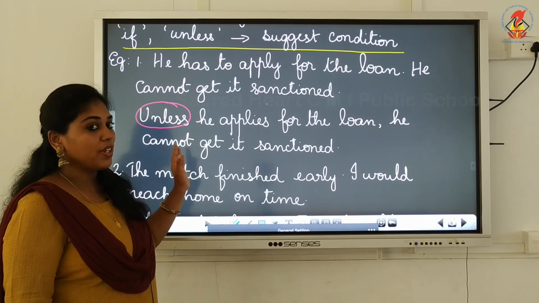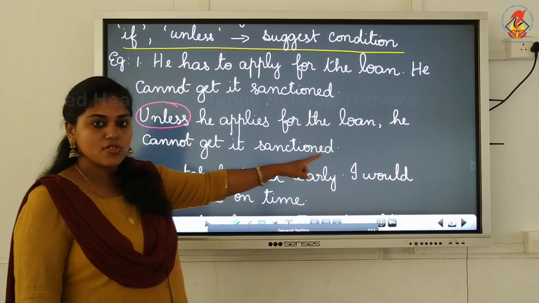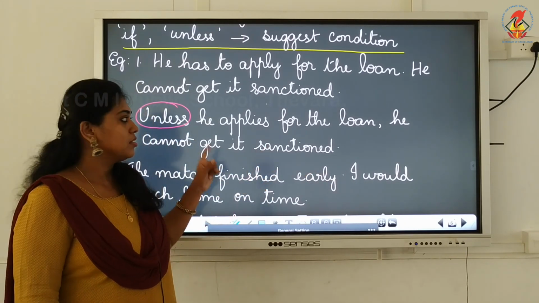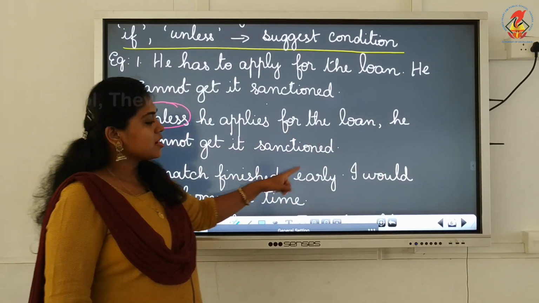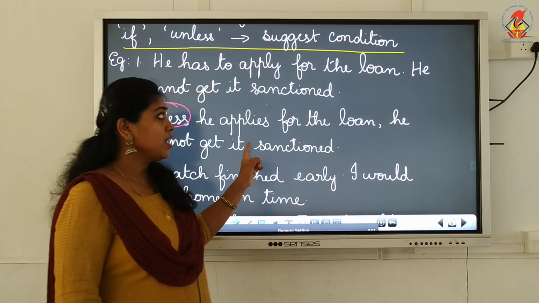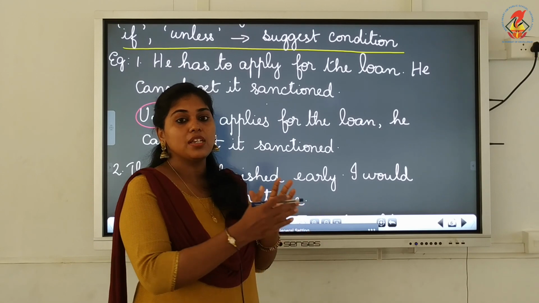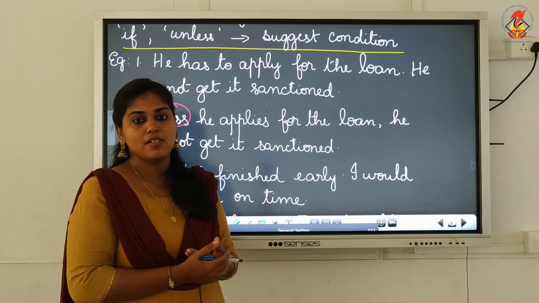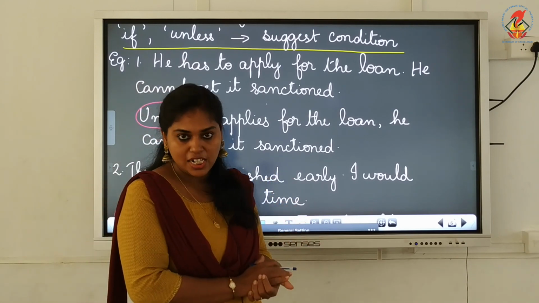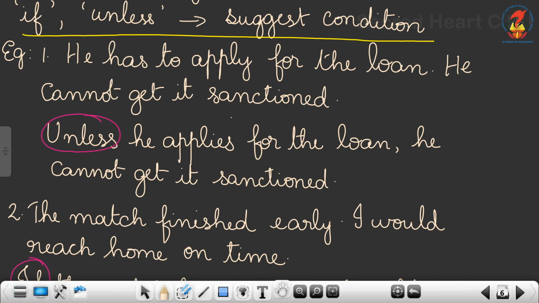Okay, so when do we use unless? If we suggest a condition. See, unless he does so, he won't get it. So here, unless he applies for the loan, he cannot get it sanctioned. So here we are suggesting a condition. Only if you do this, you will get this, or you will not get this. So there we are giving a condition. In such situations we use the subordinating conjunction unless or if.